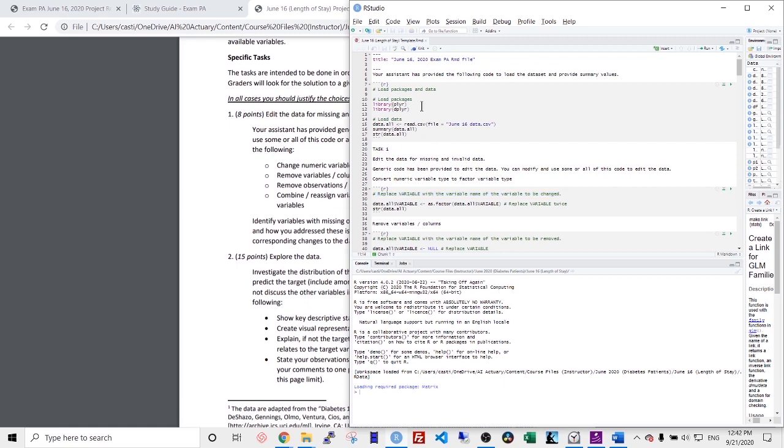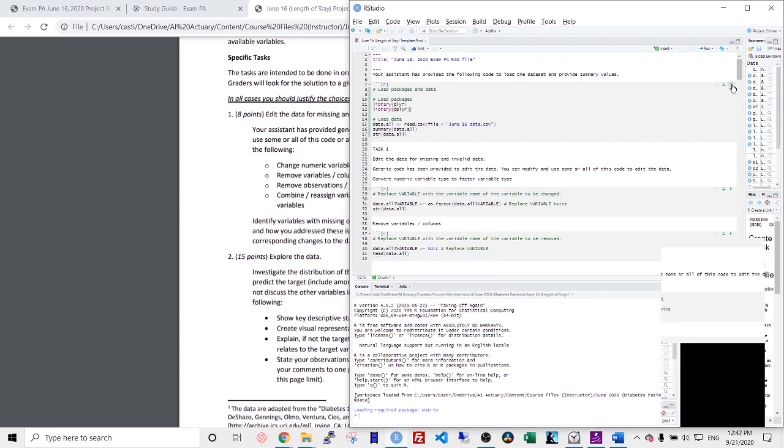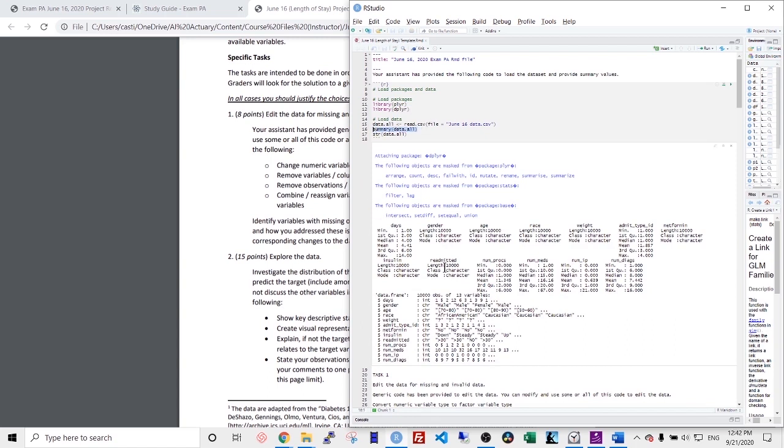So this is loading ggplot2 and dplyr. So I'll just run this chunk and I look at a summary of the data. So I can see the days is numeric and gender, I see this is categorical, but this is just saying character. Age is also a character. Race is also a character. And this doesn't give me useful information.